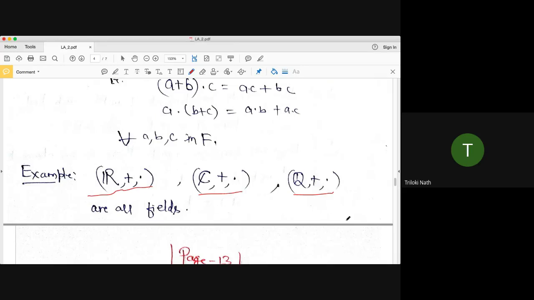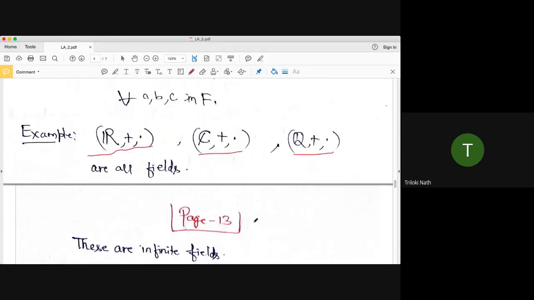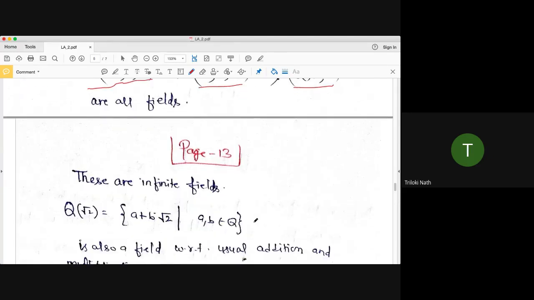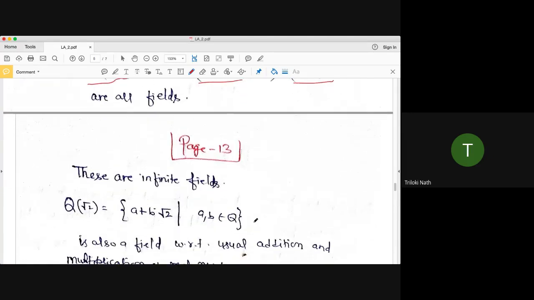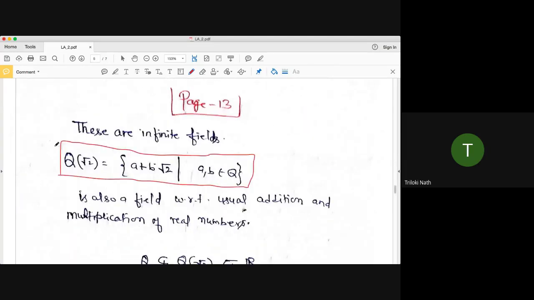So these are not the only fields. There are other examples also, and all these are infinite fields. Infinite means R is an infinite set, C is an infinite set, Q is an infinite set. So these are infinite fields. What about Q root 2? This is another field, Q root 2.